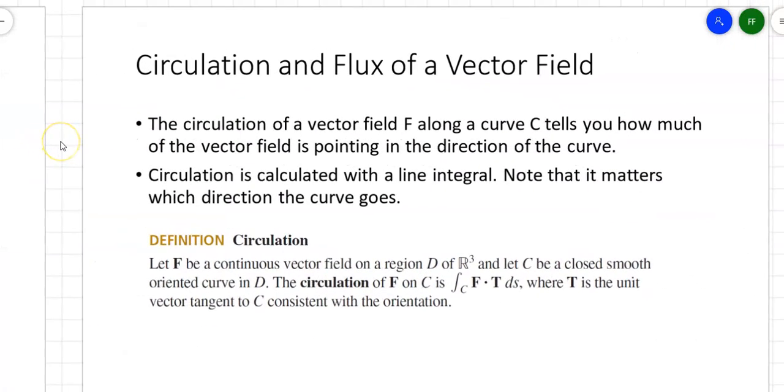All right, circulation and flux of a vector field. Circulation tells you how much the vector field is pointing in the direction of the curve. So now you not only need to know the curve, but you need to know which way the curve is going, so you can tell me how much the vector field is pointing in the direction of the curve. Circulation is calculated with a line integral. Okay, so it says that the circulation is the integral of the dot product of F and T, where T is a unit tangent vector consistent with the orientation. So it matters which direction that curve is going.